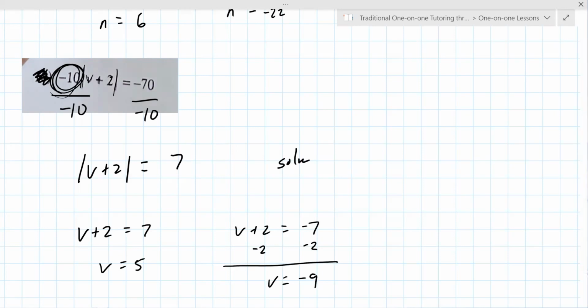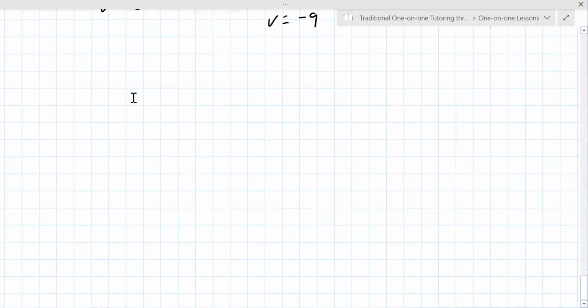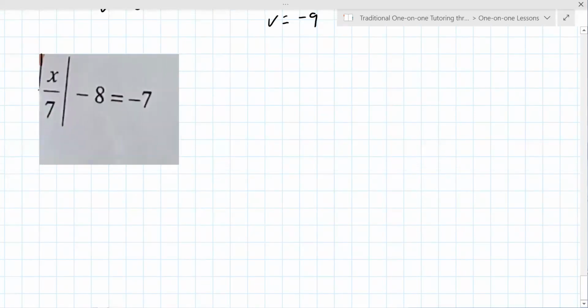Great. All right, so the only other problem you have on here is kind of like 10. The last problem on here that we're going to do together is number 16. Okay, so you have the absolute value of x over 7 minus 8 equals -7. Is the absolute value by itself? If it's not, what is this -8 doing? What is the math operator there?